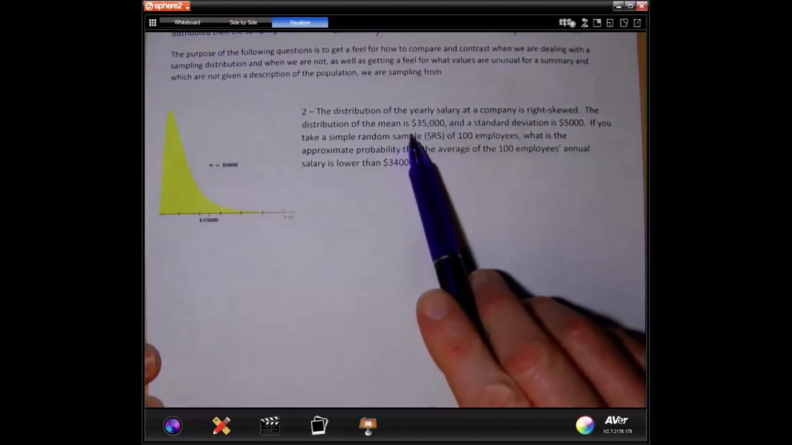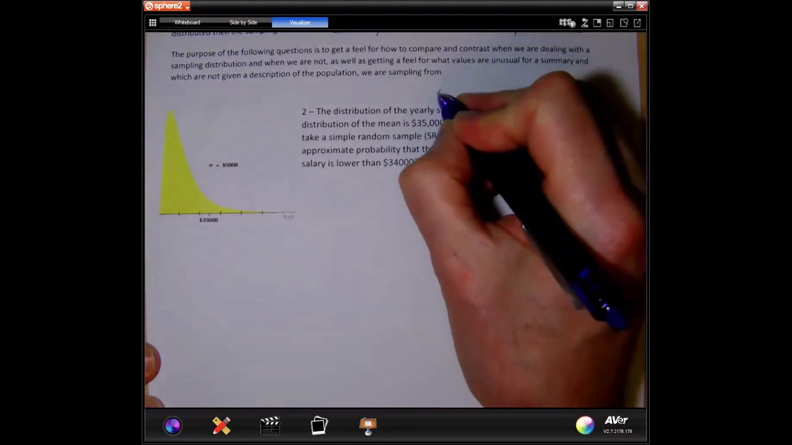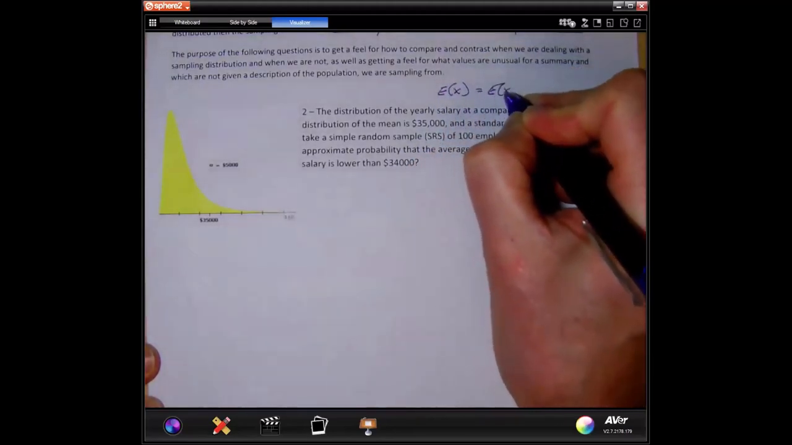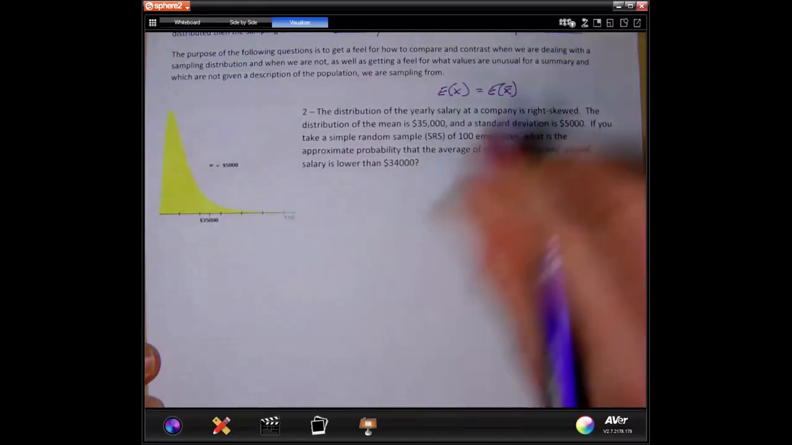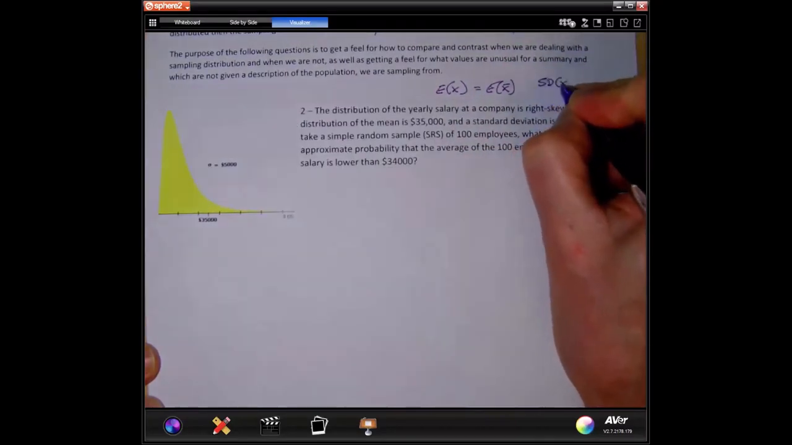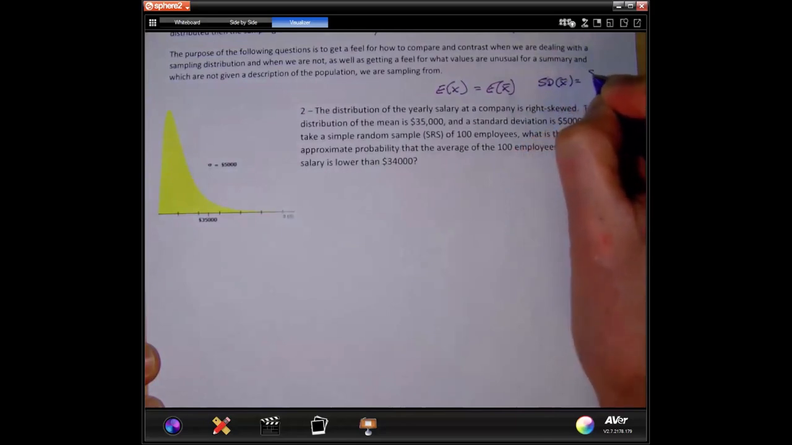The distribution of yearly salary. And again, I want to remind ourselves that we have these formulas. I'm going to write them up here. The means are equal to each other, okay? And the standard deviation, I'm going to use the function notation. SD of x bar is going to be standard deviation of the population divided by the square root of n.